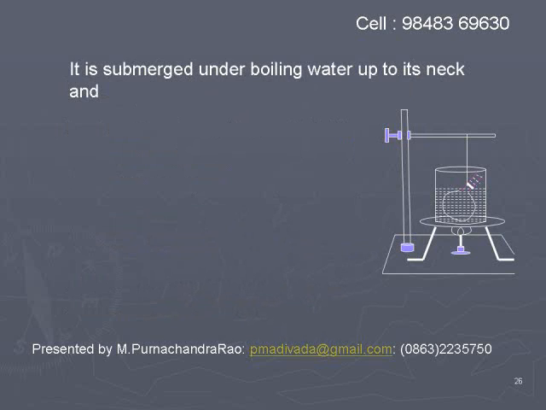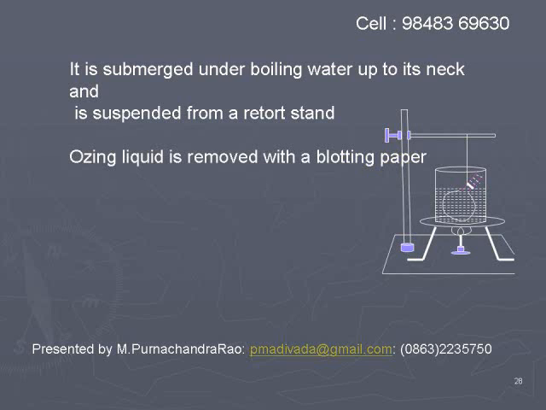The specific gravity bottle is suspended from a retort stand and submerged in boiling water up to its neck, held by the thread. The liquid that oozes out of the bottle because of expansion is known as oozing liquid and it is removed with a blotting paper. If it falls in the boiling water, the boiling temperature of water changes. So the oozing liquid is removed with a blotting paper.